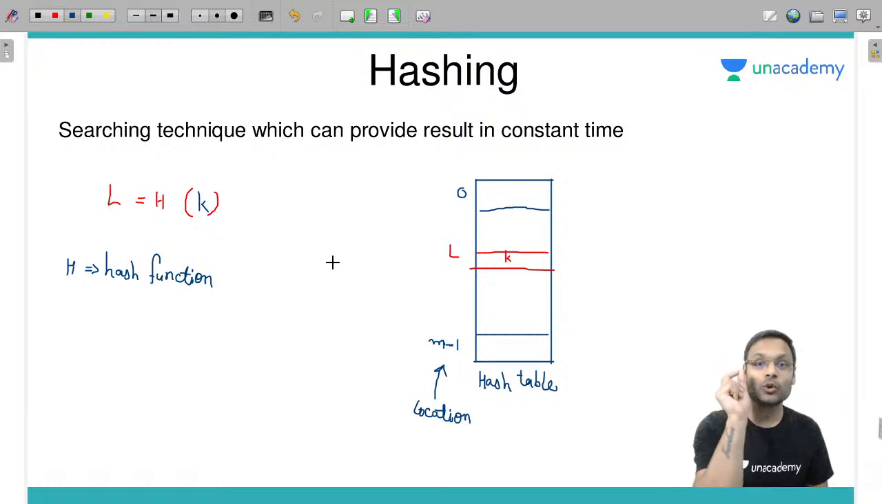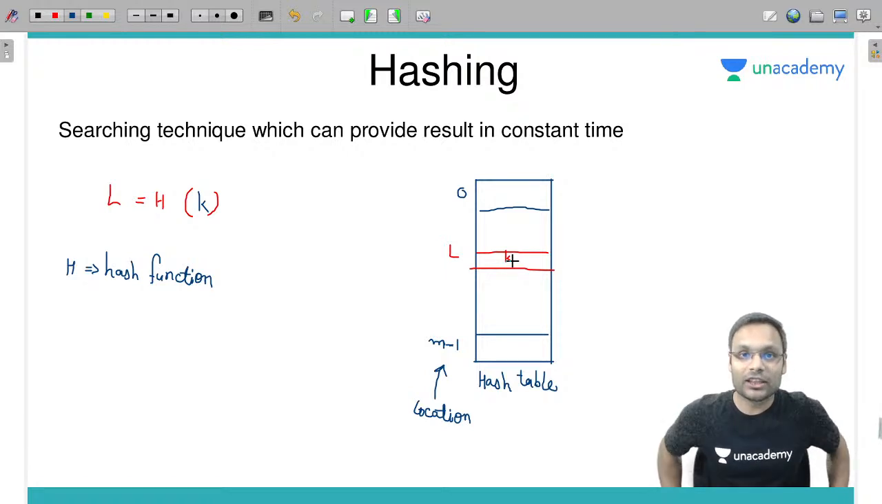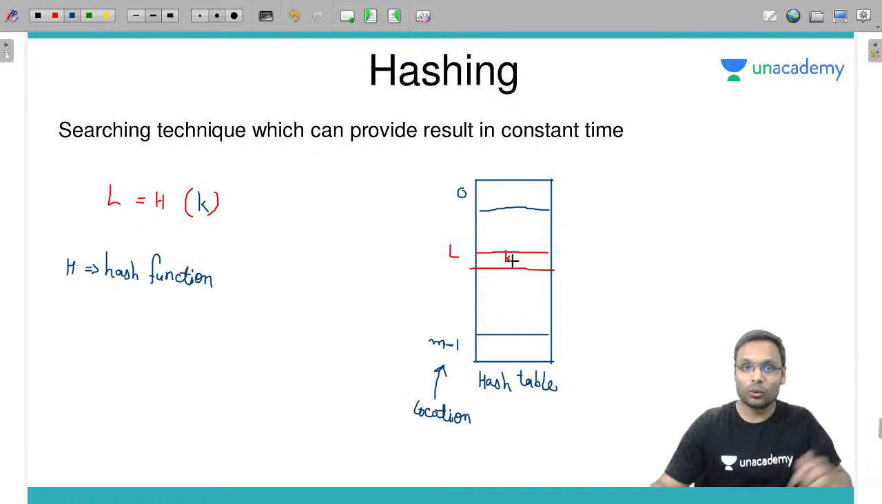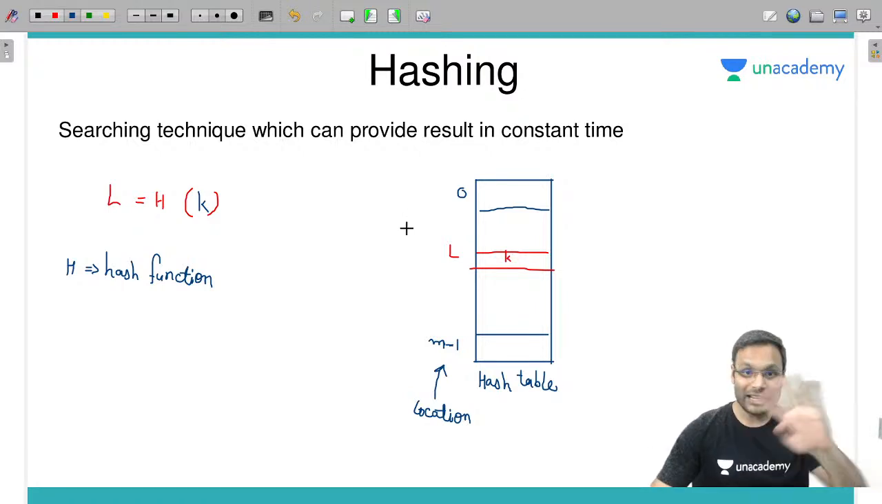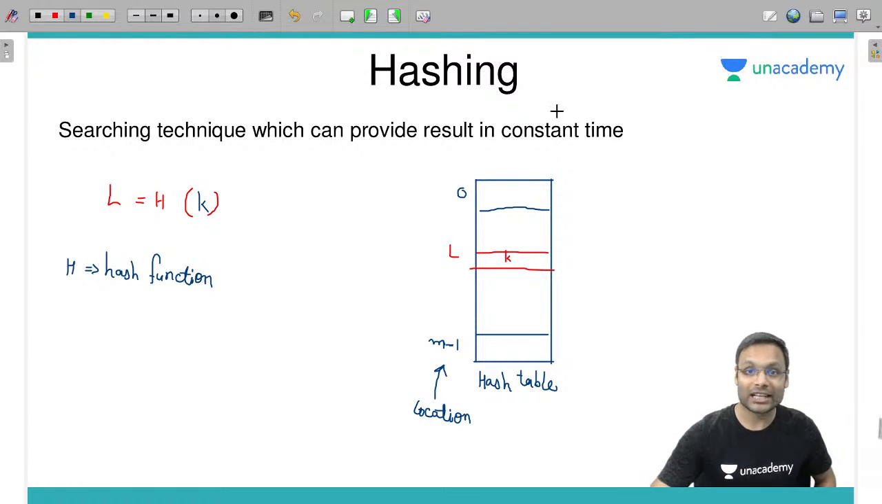While searching, you do the same thing. What do you do? You apply the same hash function on the key you are searching for, and you just go to the location. If at the location you find the element, you say yes, it's present, in constant time. Otherwise, you can say no. Very simple. Understood? Now see why this hash table or hashing technique is known as a data structure.